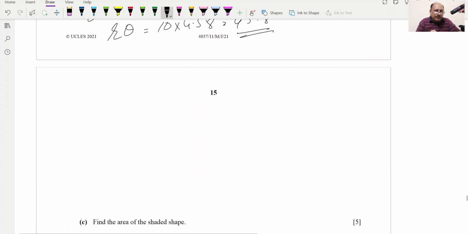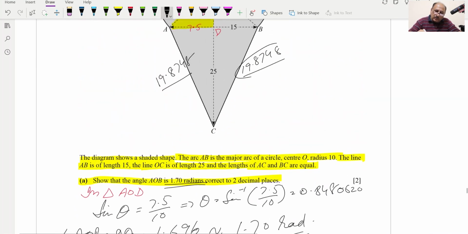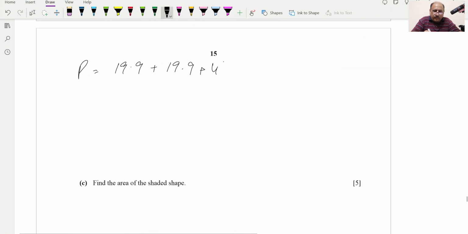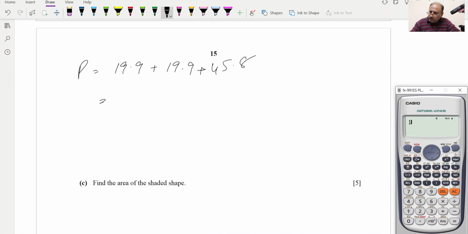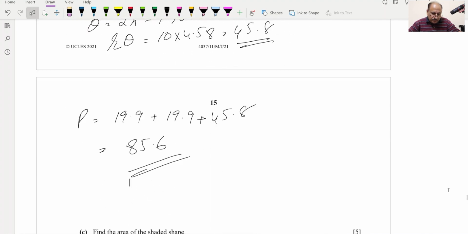Now we can write the perimeter. Perimeter is equal to 19.9 plus 19.9. From where did we get this 19.9? This is the rounded answer, 19.9. Then plus 45.8. So 19.9 plus 19.9 plus 45.8 is equal to 85.6, and this will be the final answer. We are done.